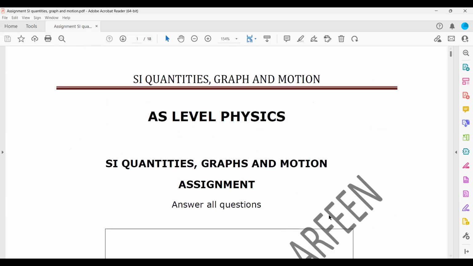So this was SI quantities, graphs, and motion assignment doubts.